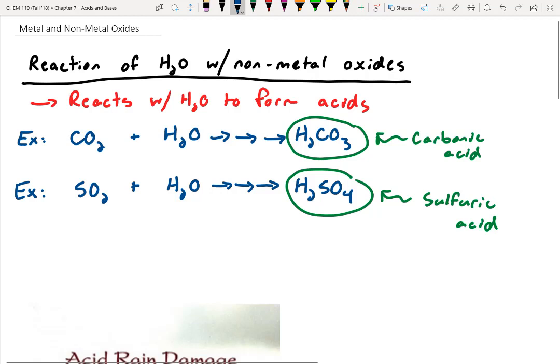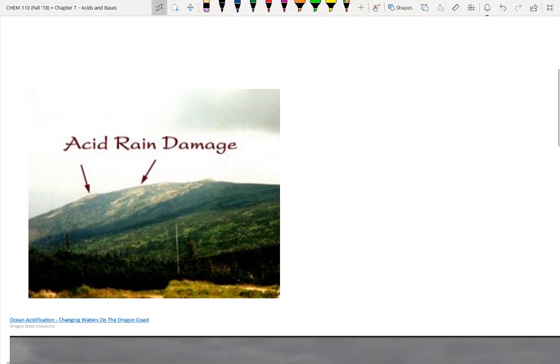Sulfur dioxide was a big problem, especially in the 1980s when we were burning a lot of coal. If we have sulfur dioxide going into our atmosphere, mixing with water, it's going to produce sulfuric acid in our clouds. And when those clouds rain, we have what's referred to as acid rain. Who's heard of acid rain before? Yeah, big issue.